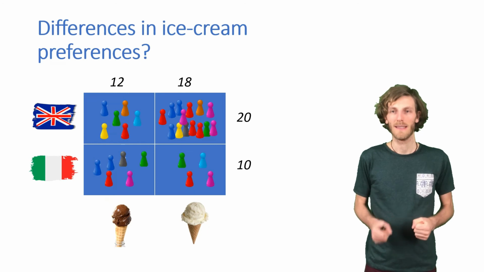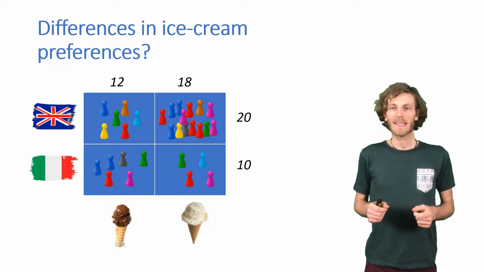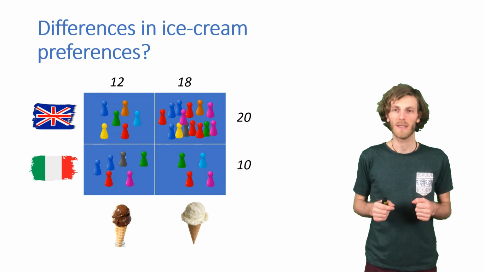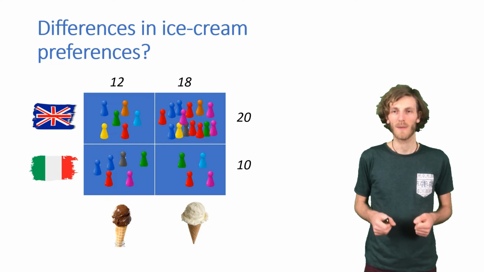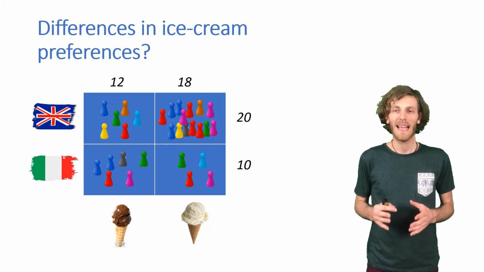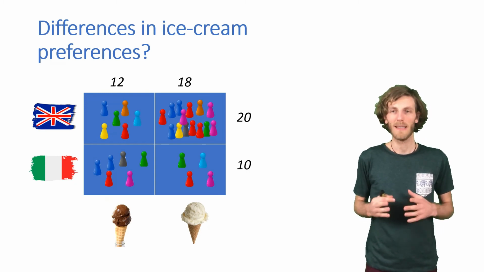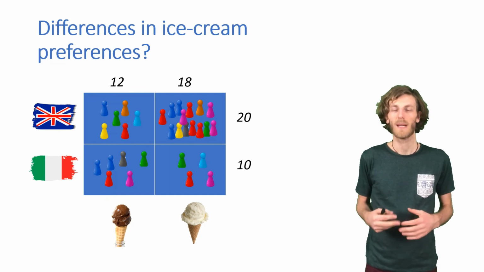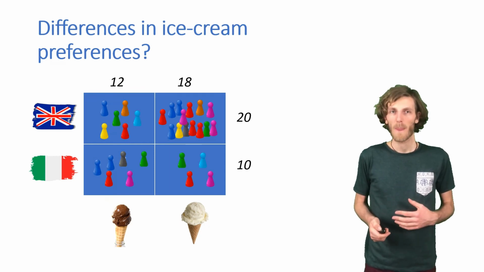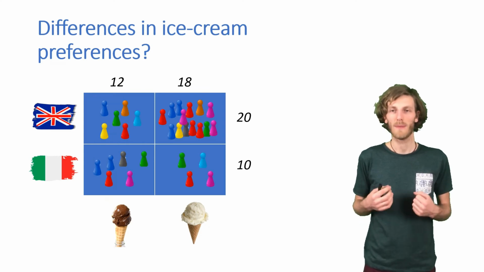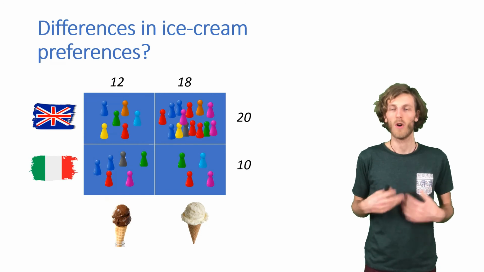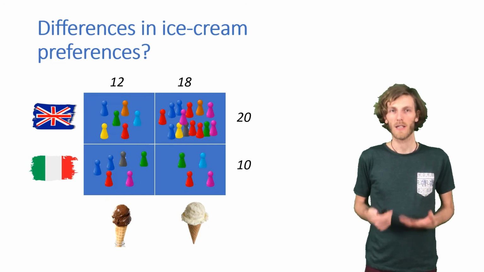Now our hypothesis is that, taking into account the total number of people in each row and in each column, the distribution between the cells still differs. So the null distribution is not that the same number of people are in each cell, but something slightly more complicated, where we need to take the number of chocolate ice cream lovers overall and the number of British people overall into account. So how do we actually do this?